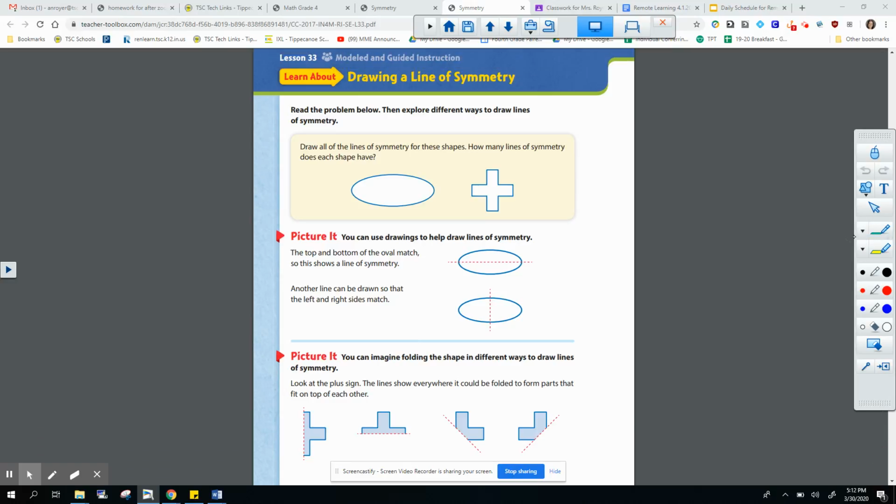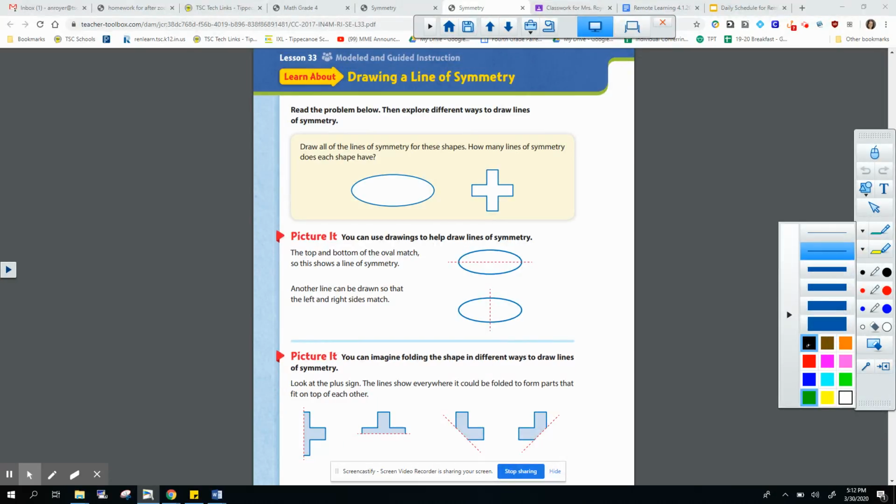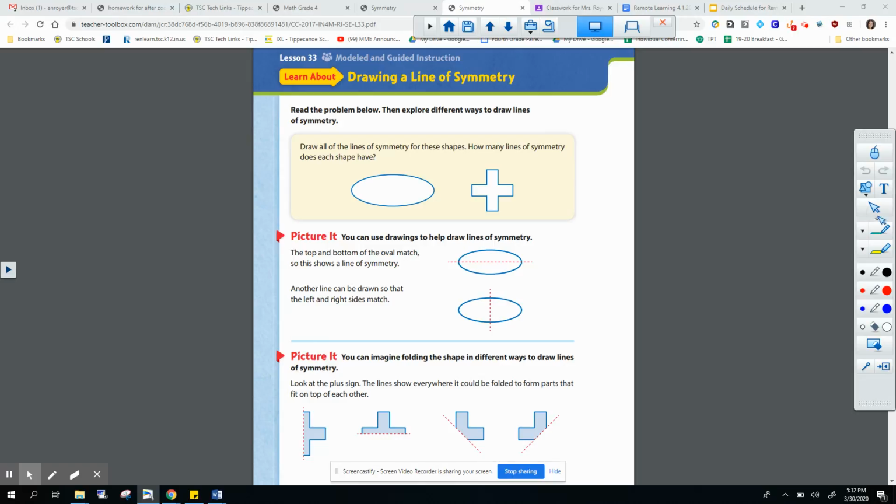So this oval has 2 lines of symmetry. It has a horizontal line of symmetry like this and a vertical line of symmetry like this. Okay, and then we have this plus sign. It's going to have a horizontal line as well and a vertical line, but then it also has the diagonal line. So this and then this.